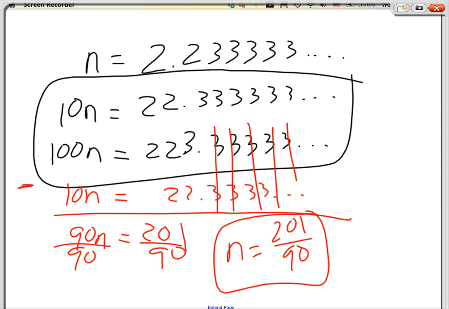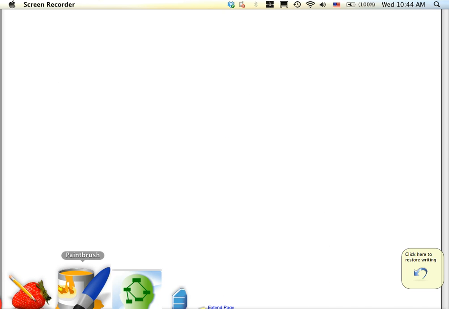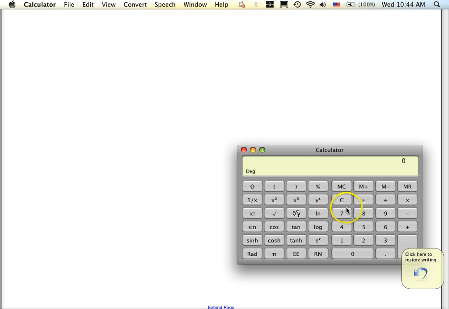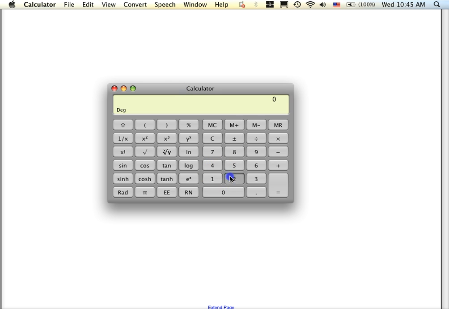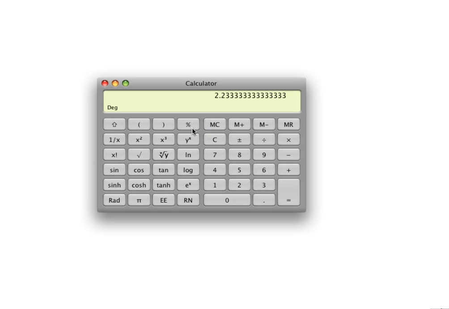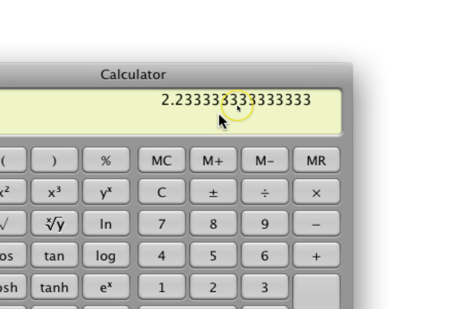Now, let me prove to you that it is actually correct. 201 over 90, right? Let me just put up a calculator here. 201 over 90. What was the decimal before? 2 point what? 2.233. Okay, watch what happened. There it is. See that? Zoom in. There you go. See that? This is how we do it.